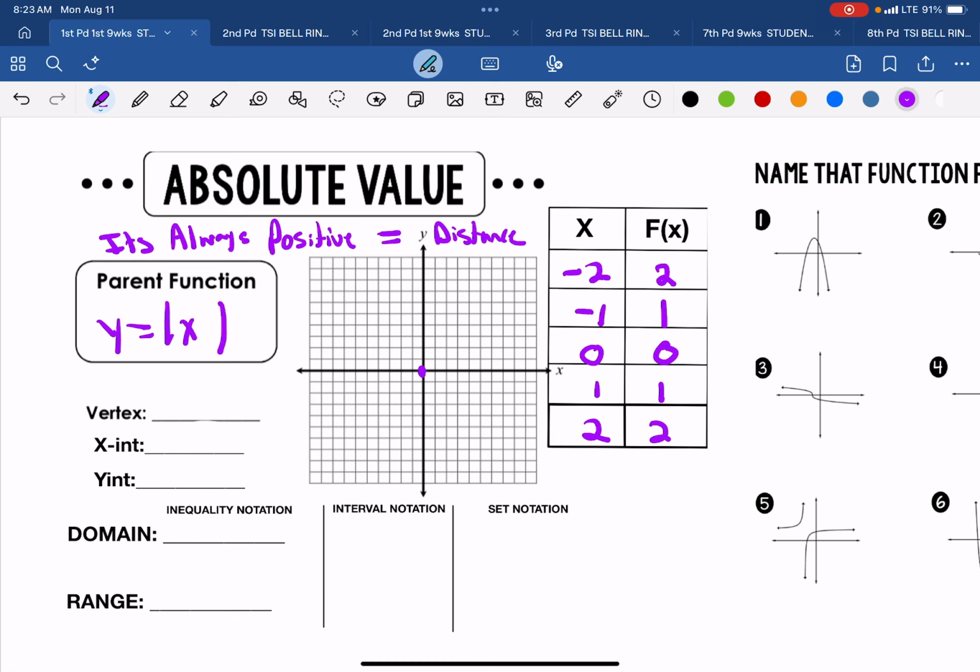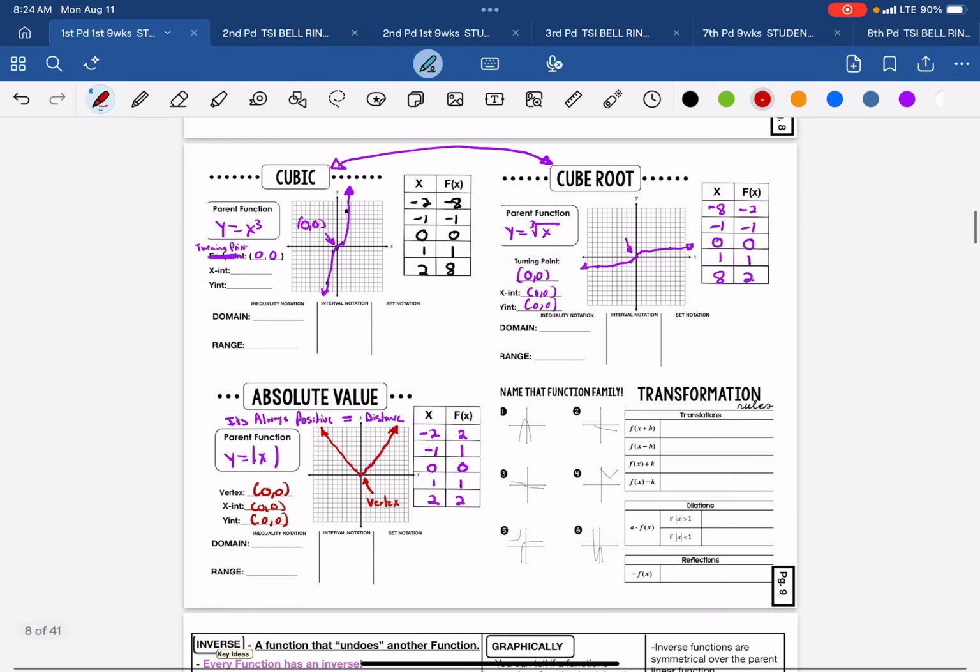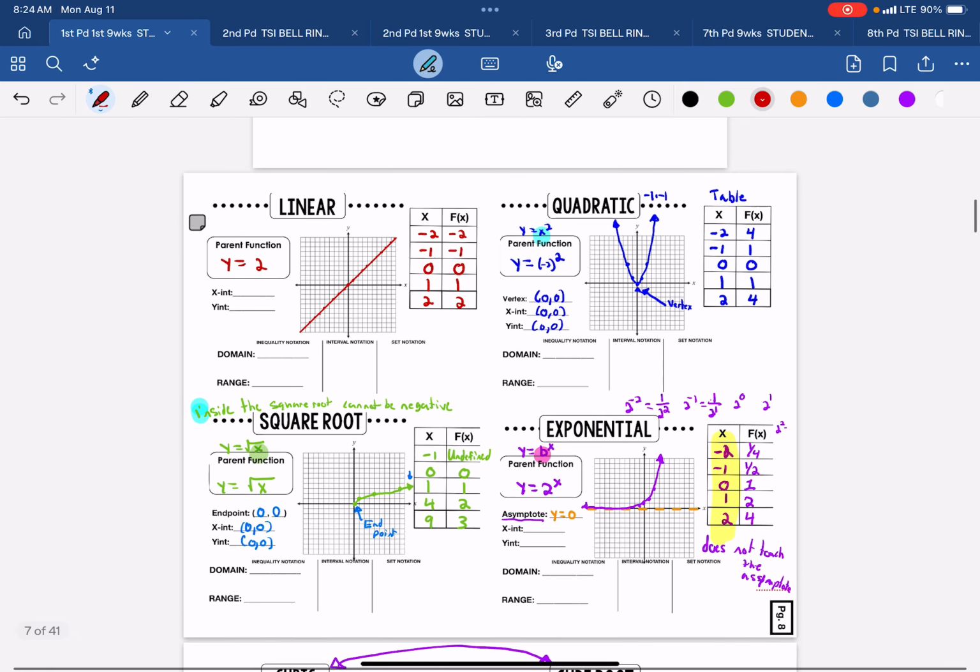This one looks like a V. Right. Voila. The vertex, just like the quadratic, that's our 0, 0. That's our vertex. That's a very important point. That's our x-intercept, and that's our y-intercept. And this summarizes our parent functions that we're going to be talking about.